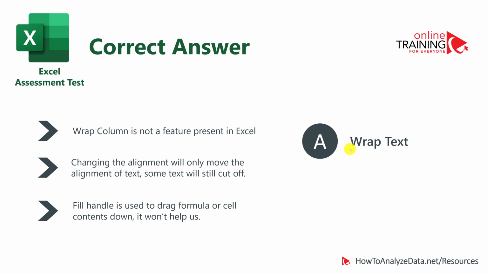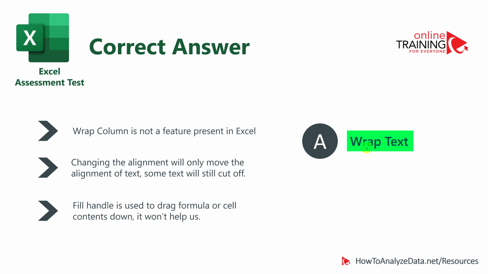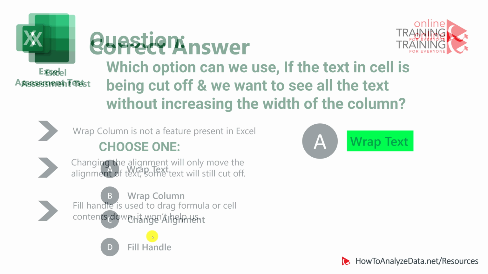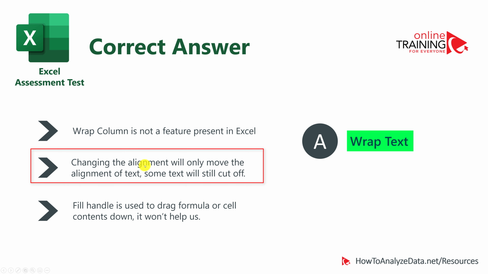So the correct answer here is A, which is wrap text. And let's look at the other choices that have been presented here in the question: wrap column, change alignment, and then fill handle, and why they're not the right choices. So wrap column is not a valid feature in Microsoft Excel, and then changing the alignment will only move the alignment of the text, and some text will still be cut off.